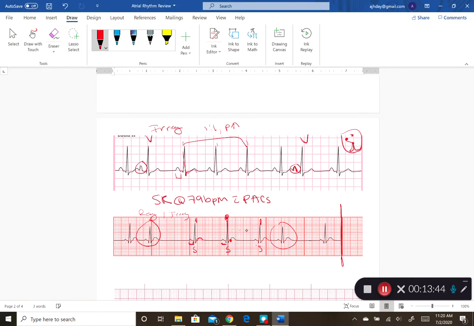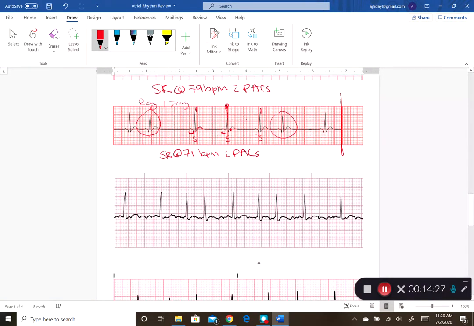So I have 5, 10, 15, 20, 21. So 1500 divided by 21 gives me a rate of 71 beats per minute. So I have a sinus rhythm at 71 beats per minute. And again, I have these two beats that seem to come early. So these are going to be my premature atrial contractions. And I can tell because not only do they look slightly different, but they come early in the normal progression. So I have a sinus rhythm at 71 beats per minute with PACs.